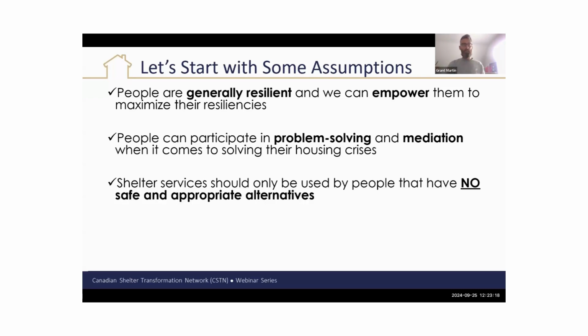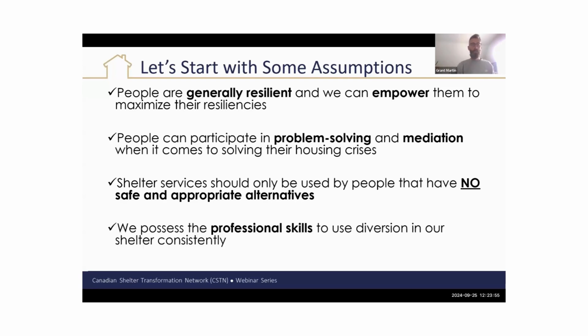The third assumption is that shelter services should only be used by people that have no safe and appropriate alternatives. So we agree that the limited shelter services we have available in our community are used by those who don't have any safe and suitable alternatives available to them, right? So we want to ensure that it's used for those that truly have no alternatives. And we can only know that by exploring diversion with them.